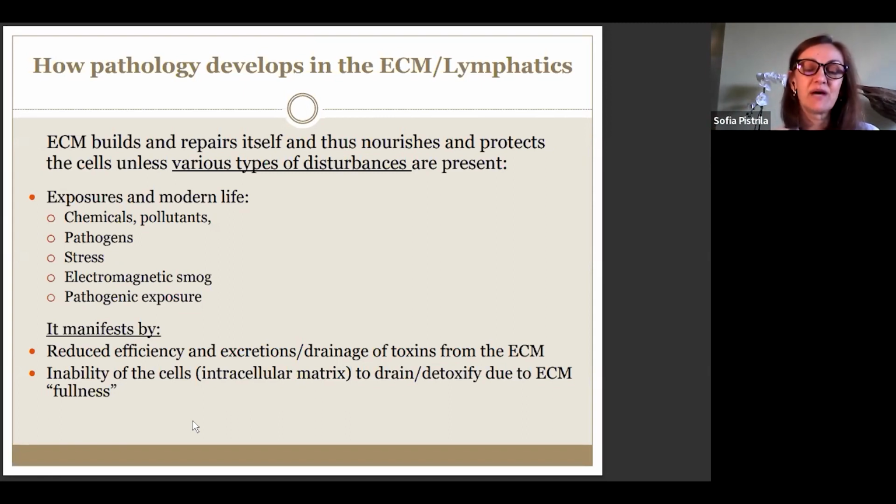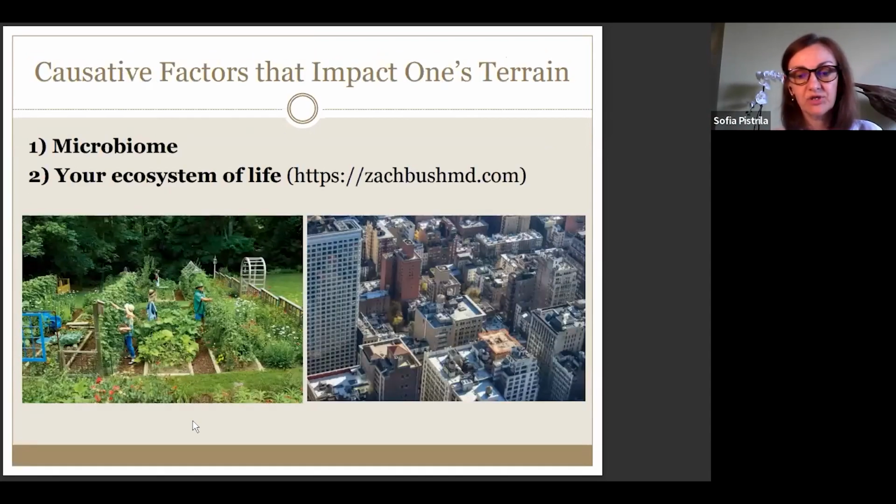So it manifests as reduced efficiency of the extracellular matrix, and inefficiency in drainage or excretion of toxins there. It becomes, let's say, clogged. And then automatically the cells are unable to drain and detoxify because of that extracellular matrix. I call it fullness. It's full of garbage, and you can't put more garbage there. So let's talk about some of the causes of that. They impact this terrain, or milieu, the extracellular matrix and lymphatic system.